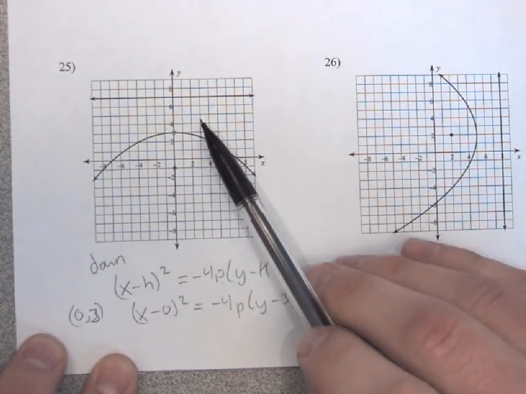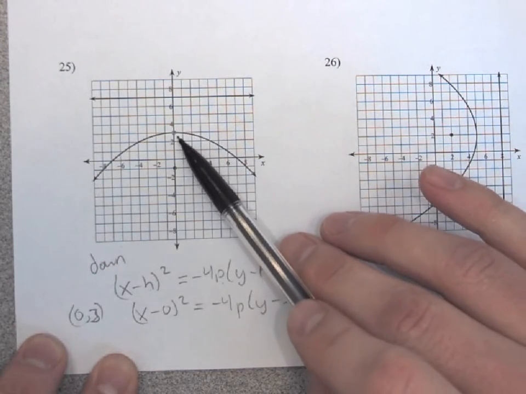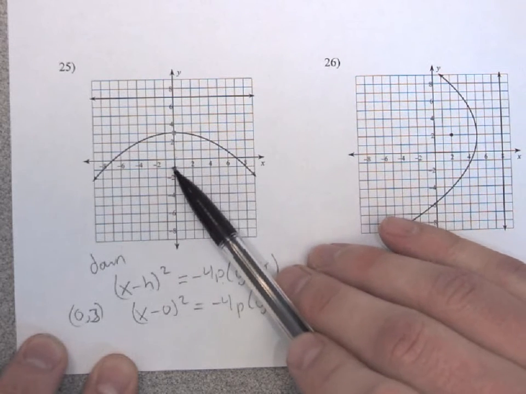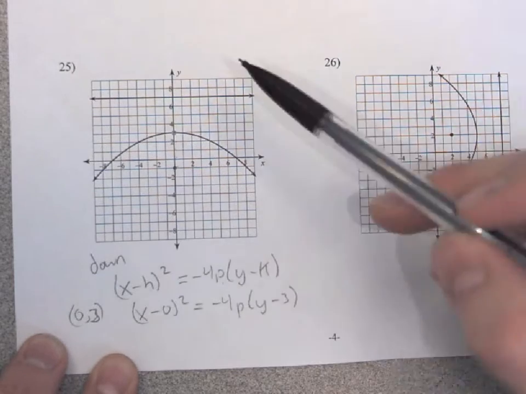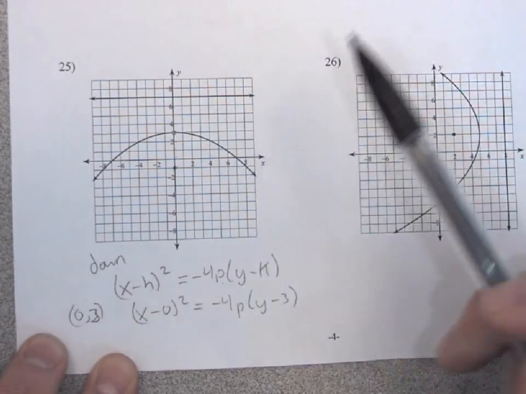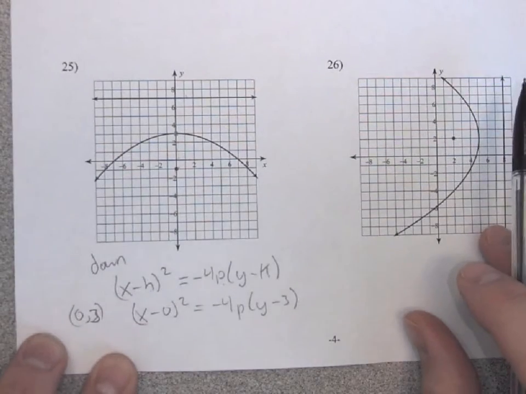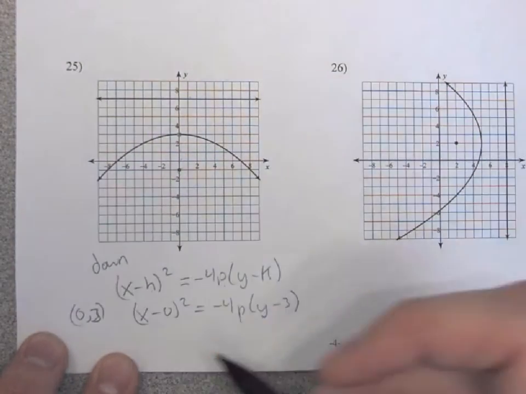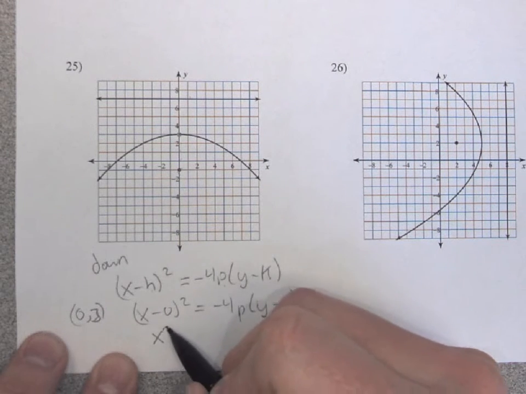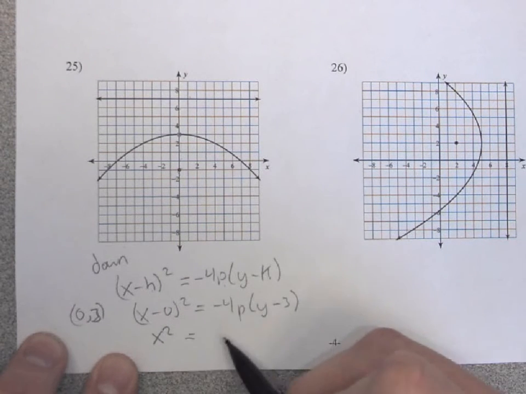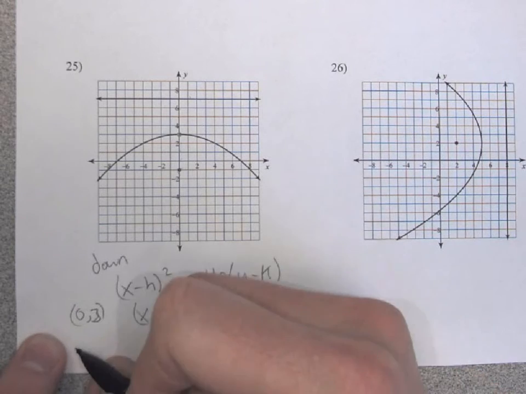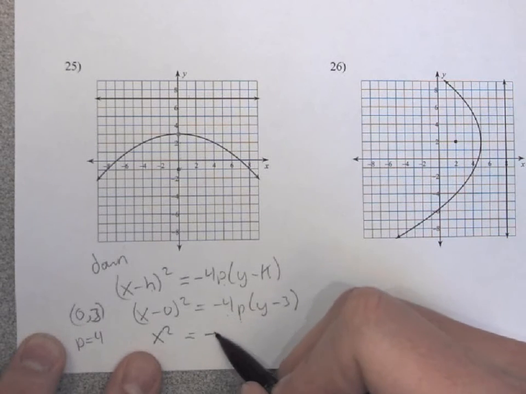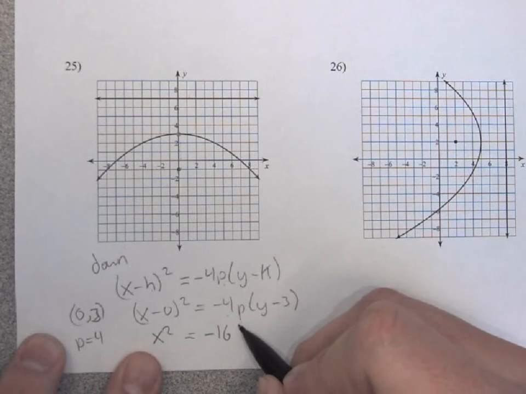So let's look at how far away the vertex is from the focus. It's 1, 2, 3, 4 away. Okay, and then up here 1, 2, 3, 4. The directrix is also 4 away from the vertex, which we expect as well. Okay, so p is going to be 4 then, which means I'm going to have, just simplifying here, x squared, because I don't need the x minus 0, equals negative 4 times 4, because now p is equal to 4. Right? So negative 4 times 4 is going to be negative 16. And then y minus 3.